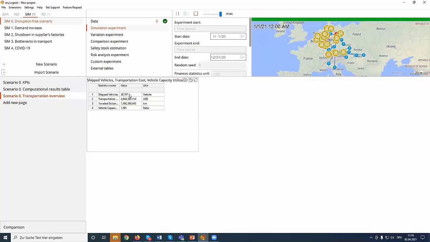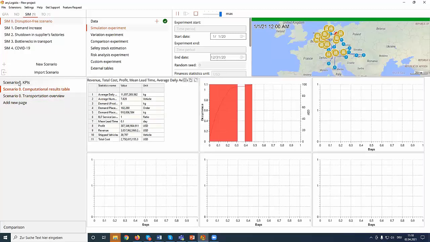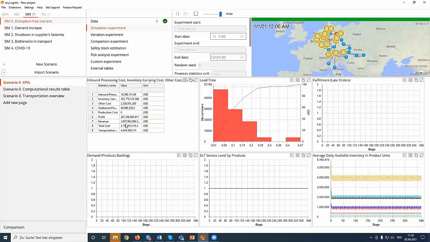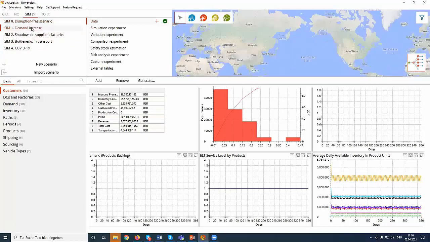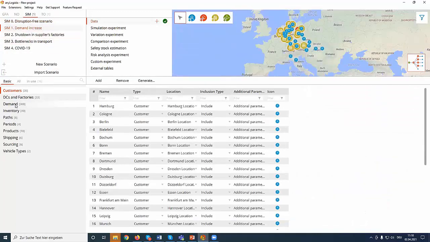Transportation, we can see the number of vehicles, number of trucks utilized per year in the supply chain, associated transportation costs, the total travel distance, and how many items have been shipped. And of course, we can also see our major financial KPIs, so revenues which we are making, profits, and so on. All right, now we introduce our first disruption scenario, which will be demand increase.